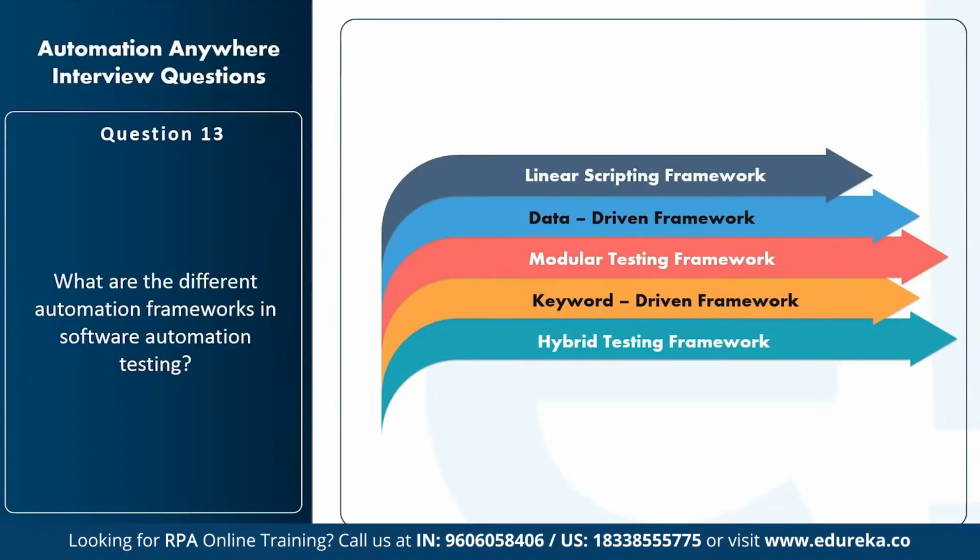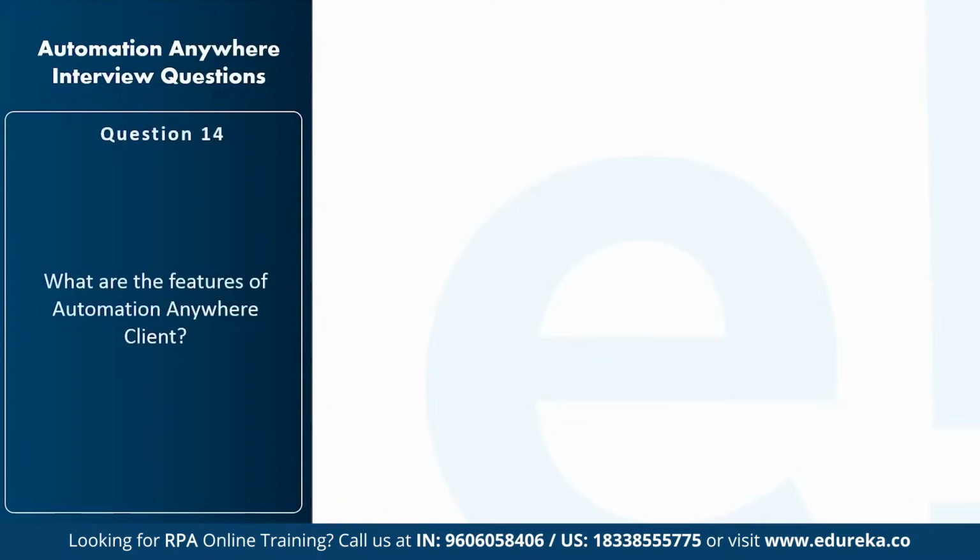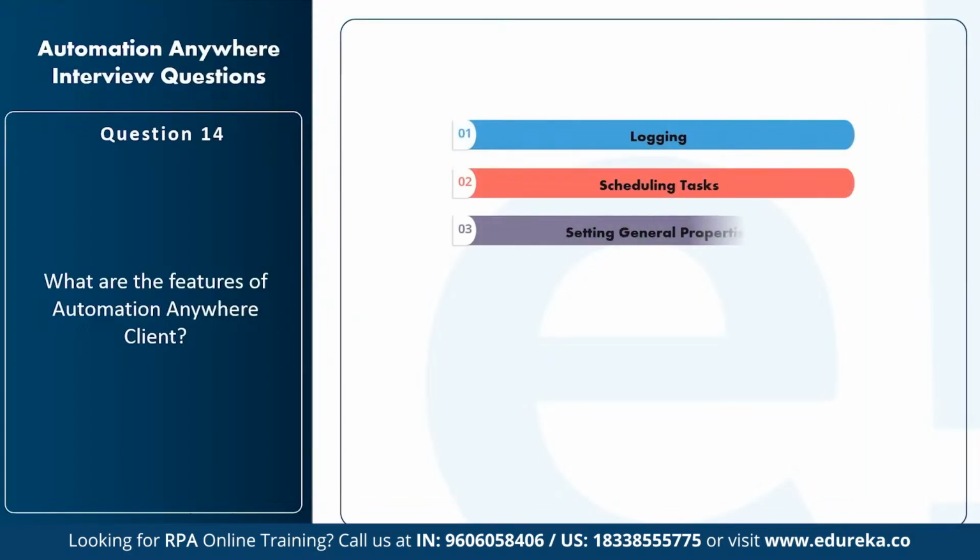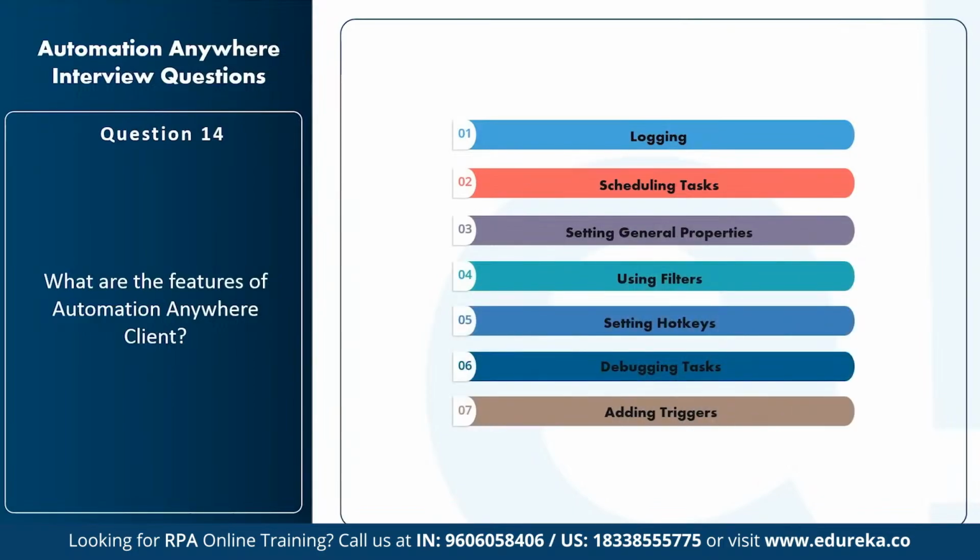Now moving on to the next question, that is, what are the features of the Automation Anywhere client? So the features of Automation Anywhere client are, as you can see on my screen, that is basically logging, scheduling tasks, setting general properties, using filters, setting hotkeys, debugging tasks, and adding triggers.